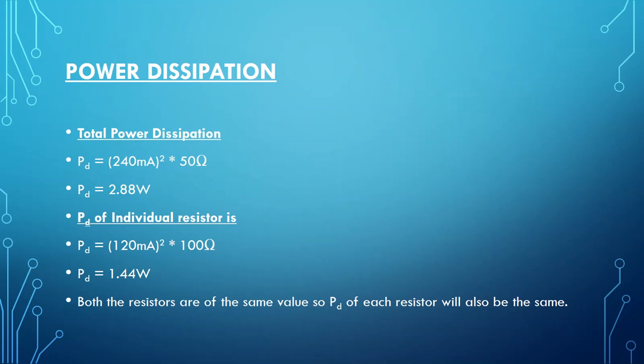So power dissipation in this circuit we can find by PD equal to, we know that the total current is 240 milliampere, so 240 milliampere square into 50 ohm. So the power dissipation will be equal to 2.88 watt total, and for each individual resistor, with 120 milliampere, this is 1.44 watt for resistor 1 and 1.44 watt for resistor 2. So both resistors are of the same value, and the PD of each resistor will also be the same.